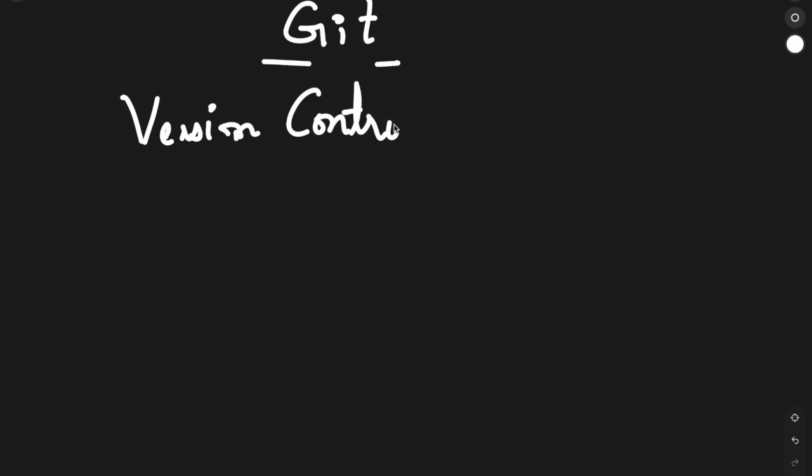Hey everyone, welcome to an introductory video on Git. Irrespective of the tech stack that you use, Git is a very essential tool to learn. Put in simple words, Git is a version control tool that is used to store, track, and manage code.